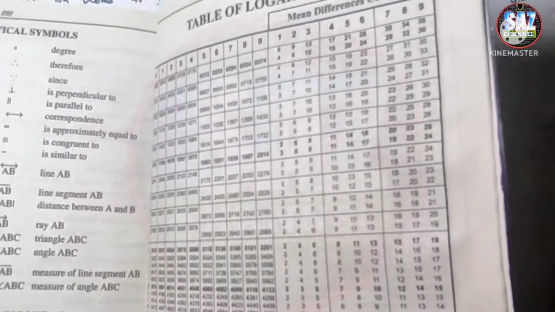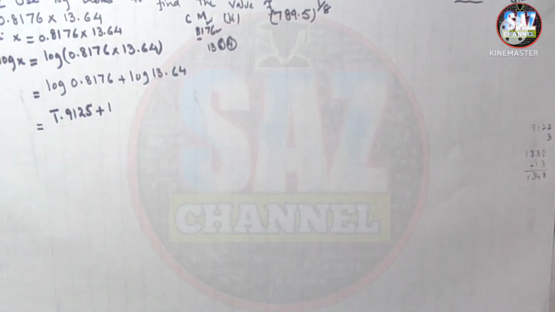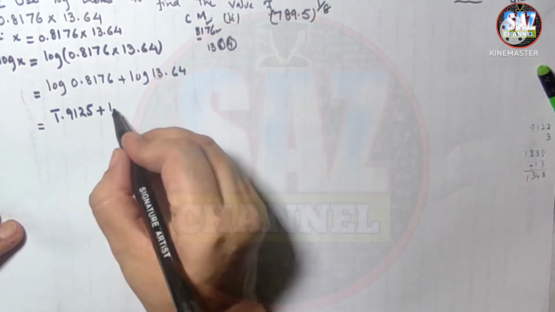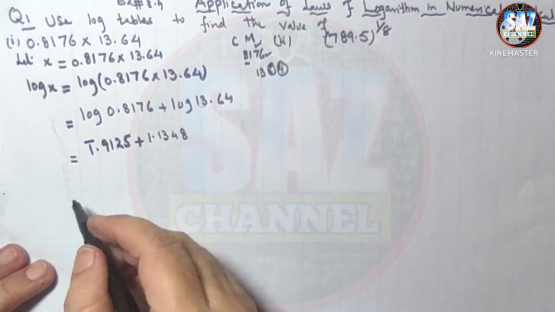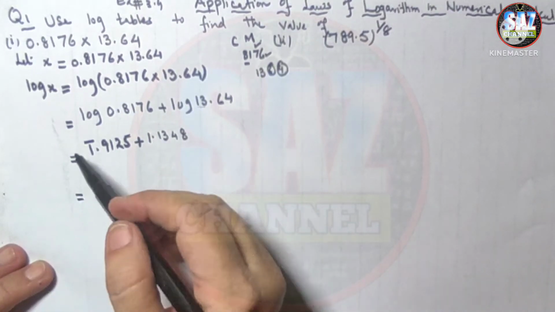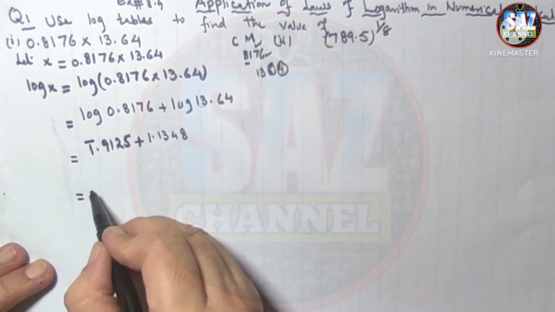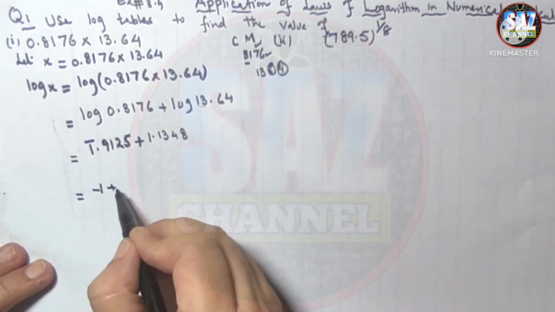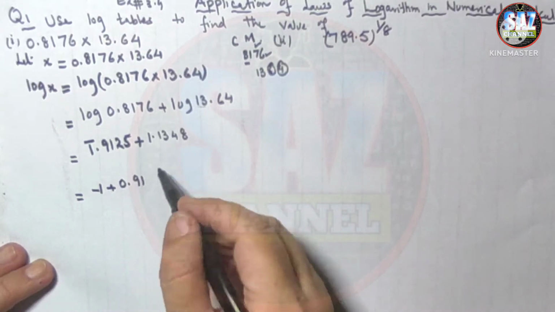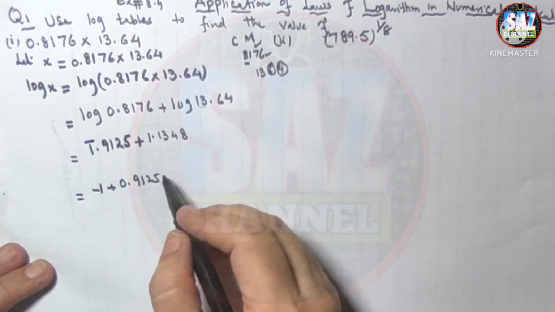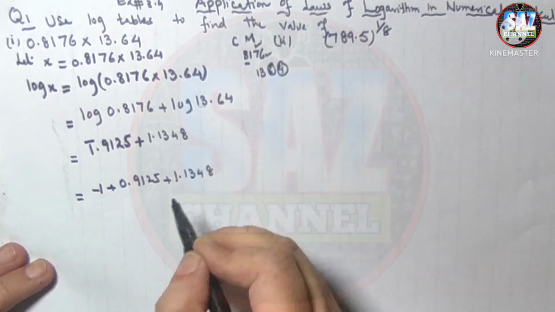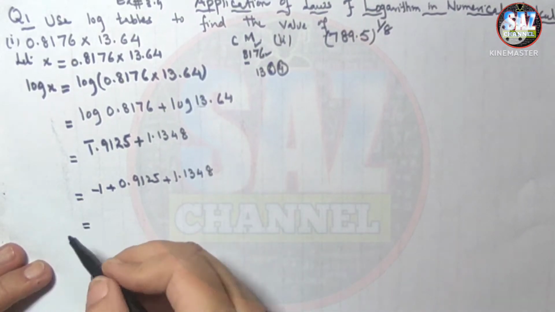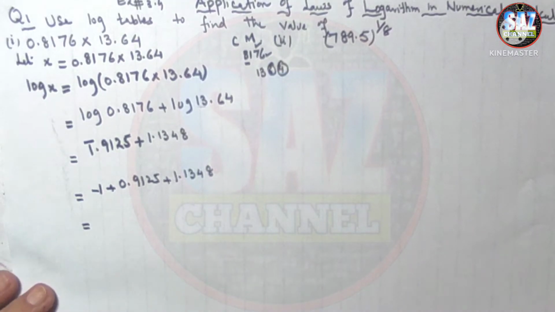1348. Students, I will be going really slow in all these questions because this is one of the problems for my students. So this will become 1.1348. I hope you are clear. Now for the calculation purpose, this 1 bar will be written as -1 plus 0.9125 plus 1.1348. Now we can hold the calculator at this stage.